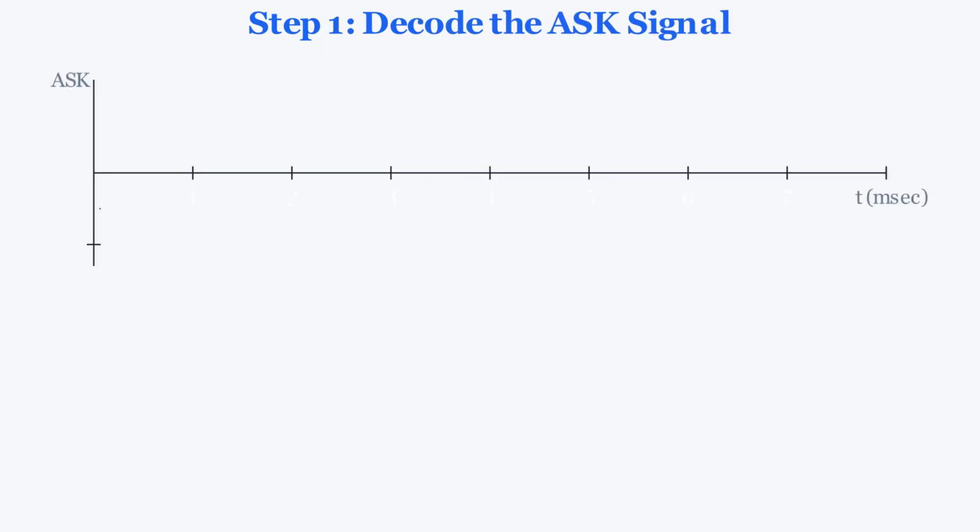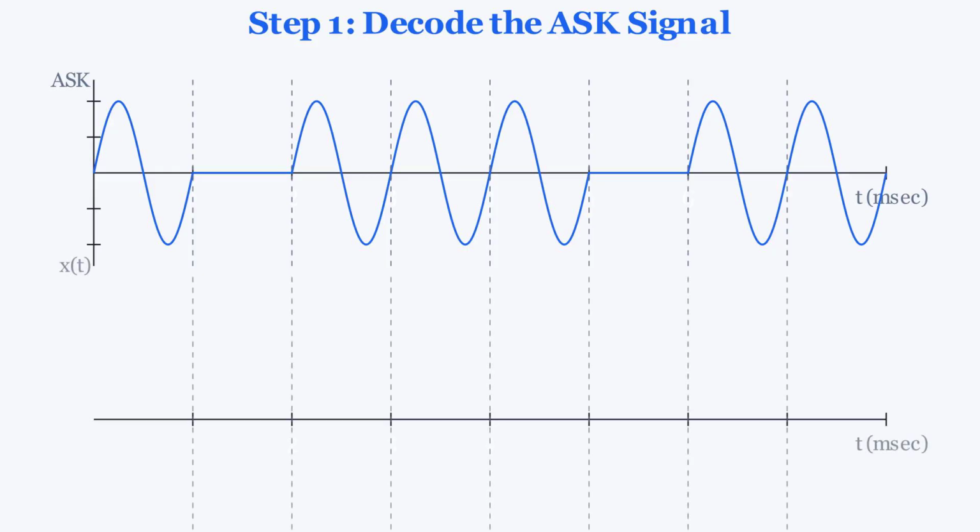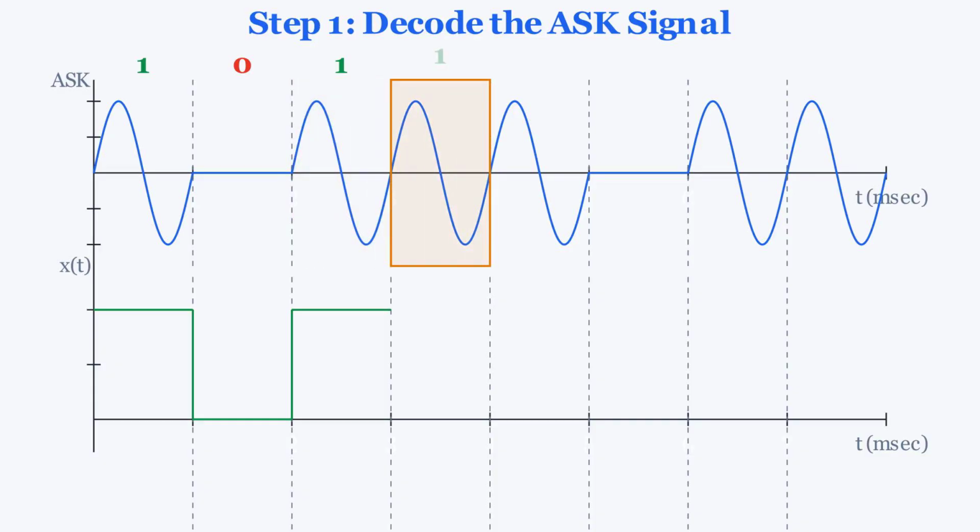The rule is simple. ASK turns the carrier on for a 1 and turns it off for a 0. So, we walk along the time axis 1 millisecond at a time and ask, do we see a sine cycle here, yes or no? Look at the first millisecond from 0 to 1. We see exactly 1 full cycle of sine. The carrier is on, so this bit is a 1. From 1 to 2, the line is flat. The carrier is off, so this bit is a 0.